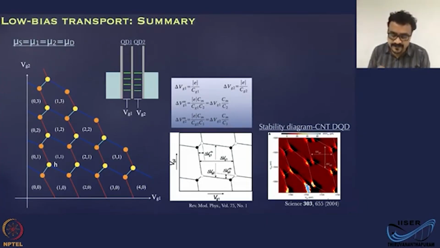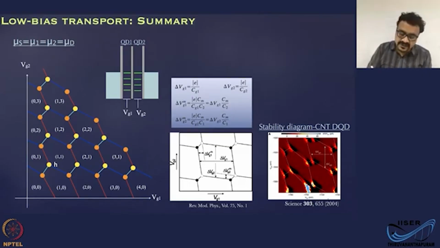Let us quickly review what we had in the previous lecture. So we are interested in the transport where mu s and mu d are the source and drain chemical potentials, and mu 1 and mu 2 are the electrochemical potentials of dot 1 and dot 2. These are pretty close, and the overall source-drain bias applied across the dot is pretty close to zero. It's a low bias regime.